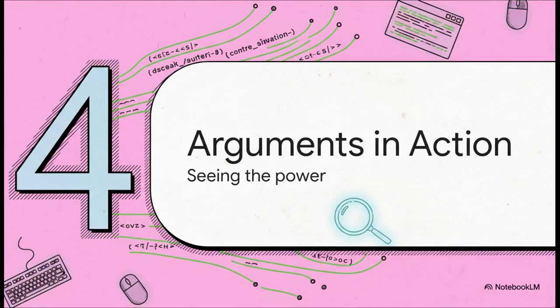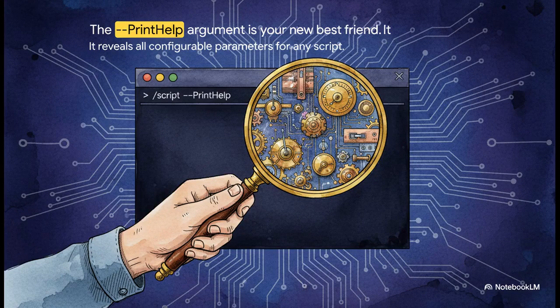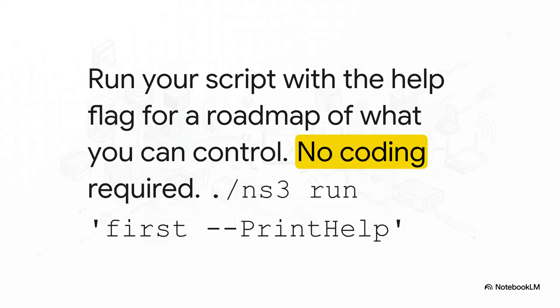So, theory is great, but let's see this thing in action. I mean, how do you even know what you can change from the command line in the first place? You can't just guess, right? Well, NS3 has this fantastic built-in little discovery tool just for this purpose. Meet your new best friend, the --PrintHelp argument. Seriously, when you pass this to pretty much any NS3 script, it doesn't actually run the simulation. Instead, it just prints out a complete list of all the parameters that the script's developers have made available for you to control.